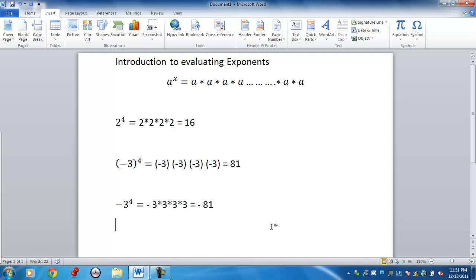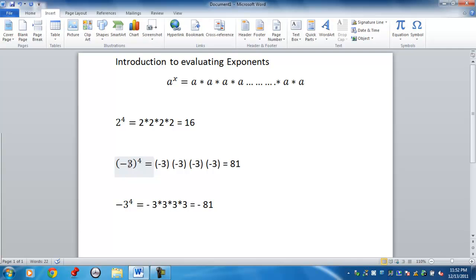Now if I look at each of these examples, here I have a positive expression. The base is positive. We don't have any negatives in front of the expression, so it's just taking the 2 and multiplying it by itself 4 times. The second example, you have a base that is negative.